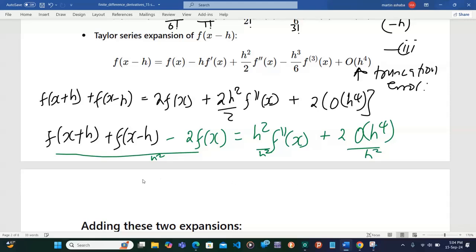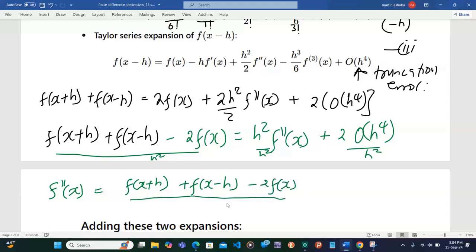So now I'll see that my f double prime of x, or the second derivative of this function, will equal f of x plus h plus f of x minus h minus 2 f of x, divided by h squared, then minus this value, which will now be O(h squared). In other words, I'll have this truncation error in terms of h squared and higher.